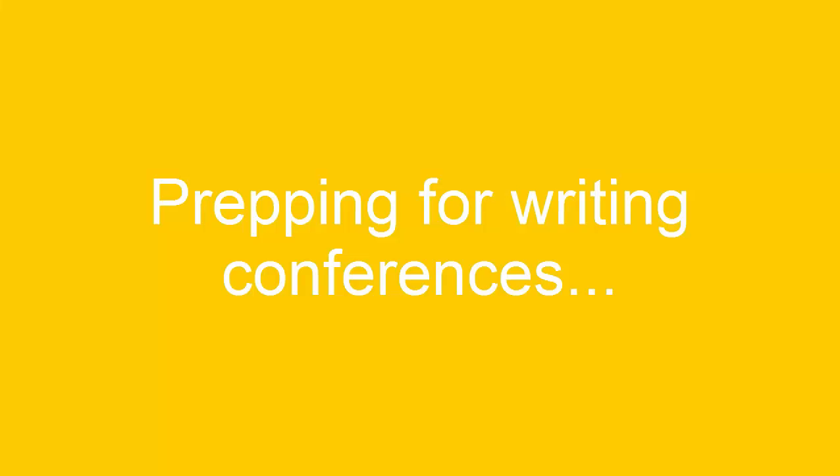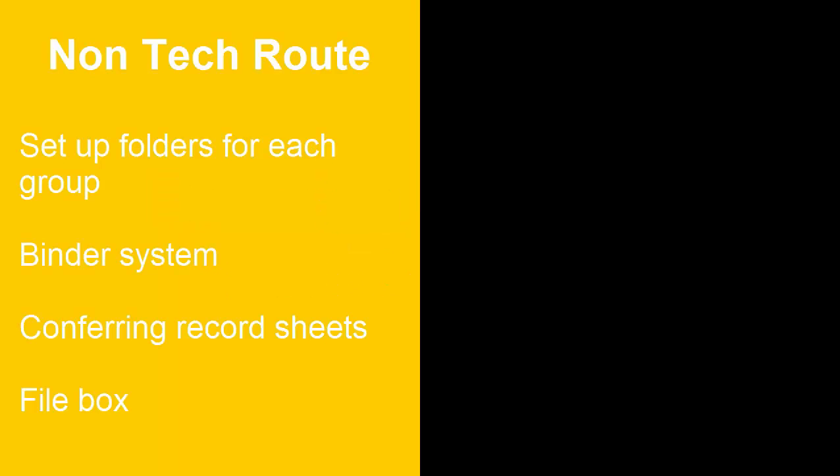Now we need to look at how we can put our data into action. There are two routes you can take, a non-tech route and a tech route. Some examples of the non-tech options are listed. If you are taking the non-tech route, you can stop this screencast right here and refer to some of the ideas in the reading from our Writing Pathways book.